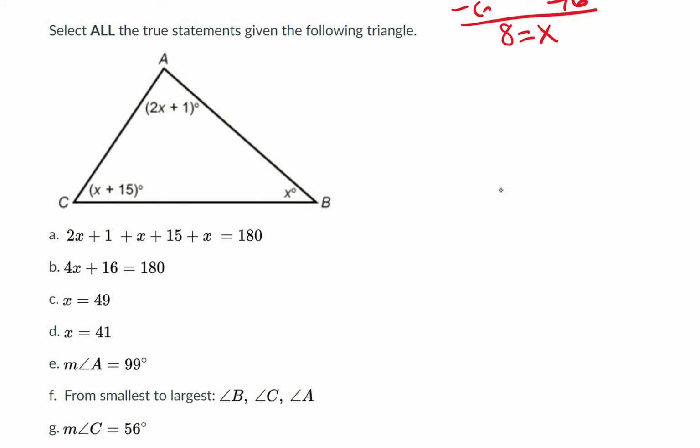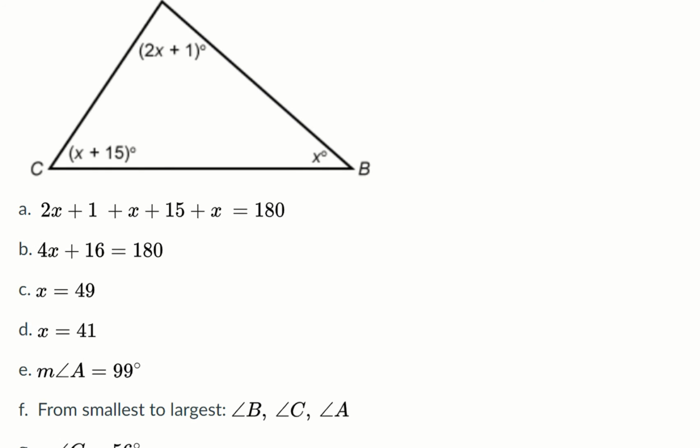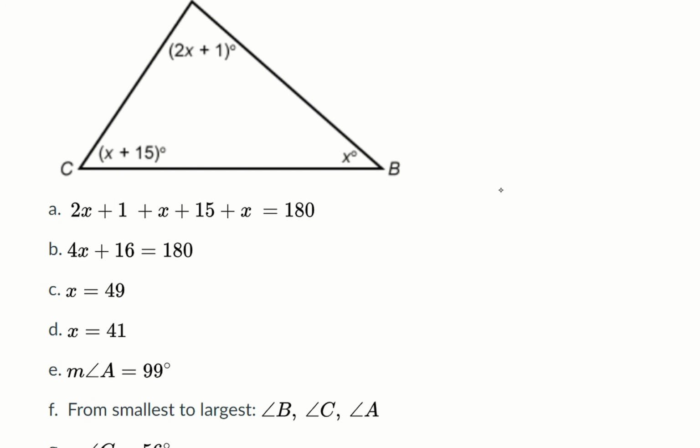We have 3 angles. We have 2x plus 1, x plus 15, and x. So let's look at the first statement. 2x plus 1 plus x plus 15 plus x equals 180. Is that true? So basically what they did is they added these 3 angles. Notice that. So is that true? If we were to add those 3 angles, does that give us 180? And the answer is yes.